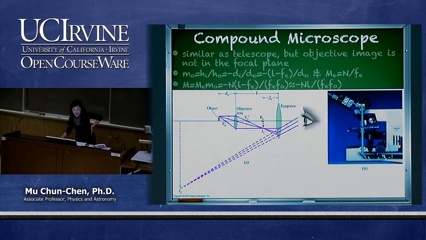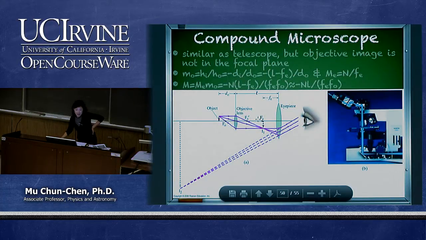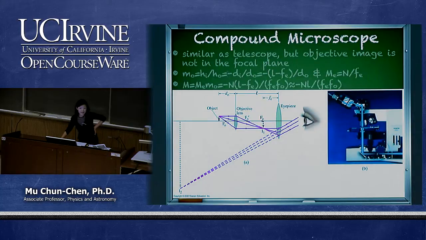And that's given by M0, which is a ratio of HI, the size of the image, divided by the size of the object. And we already derived last time, this is given by D sub I, the distance between the image and the lens, to the distance of the object. And what does this negative sign tell us? It is inverted, right?